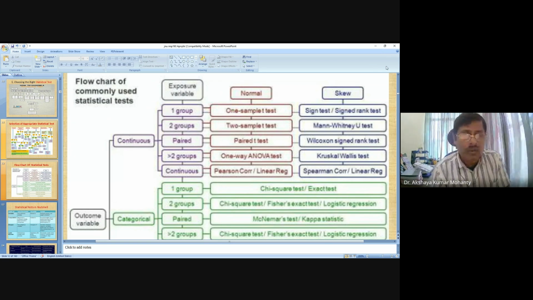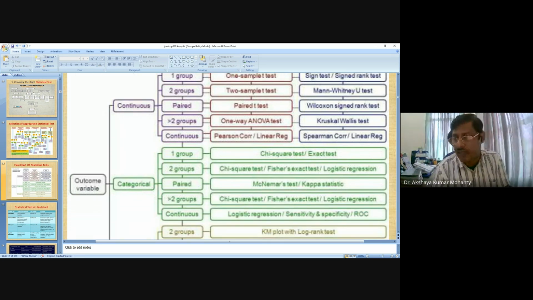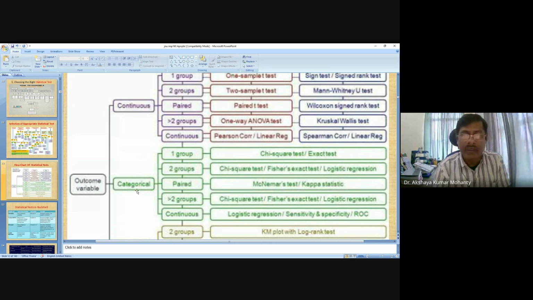So now we have to come to the outcome variable with the categorical thing. In the categorical, you will see one group, two group, paired, greater than two group, and continuous group, and it is categorical data. Previously, I used the continuous data. Now it is categorical data, and these are the exposure variables, and the outcome variable is categorical in form.